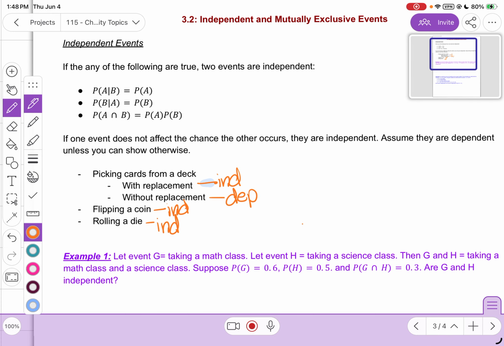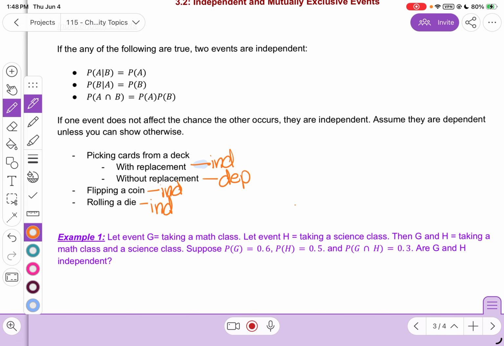So if we look at example 1 here, let's see if we can figure out if these are independent. So let event G be taking a math class. Let event H be taking a science class. Then G and H would be that you're taking math and science. So suppose the probability of G is 0.6. So the probability of math is 0.6 or 60%. The probability of H is 0.5. So the probability of science is 0.5. And then the probability of both is 0.3. Are they independent? So we can choose any of the three.